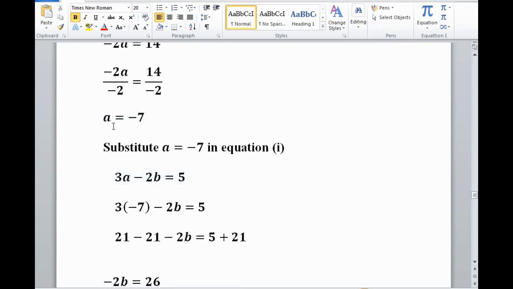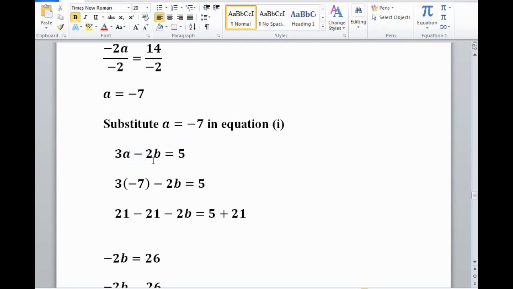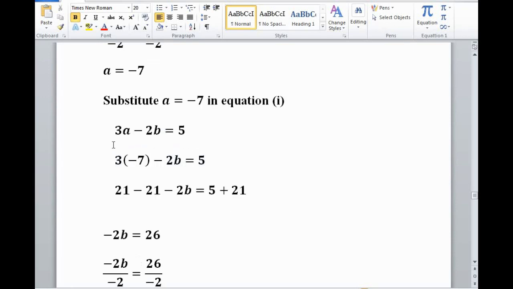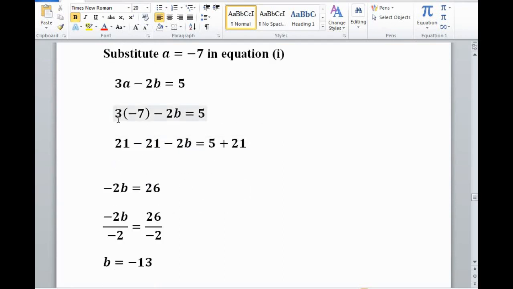Now to find the value of b, I'm going to substitute a equals negative 7 in equation 1. So here we have equation 1, 3a negative 2b equals 5. So we know that a is negative 7, so this equation becomes 3 times negative 7, negative 2b equals 5. Let's take the product of 3 and 7. 7 times 3 equals 21, so negative 21 negative 2b equals 5.